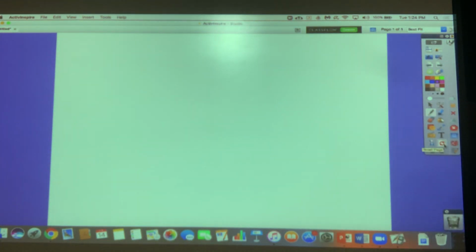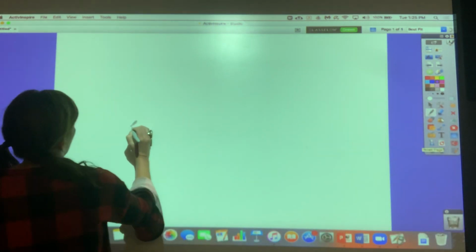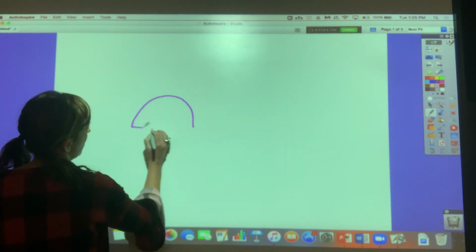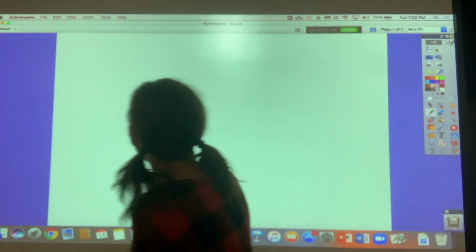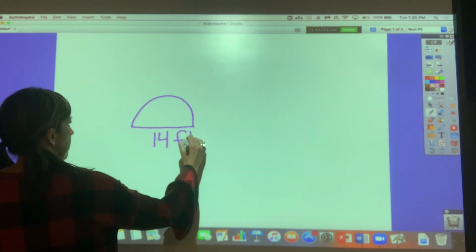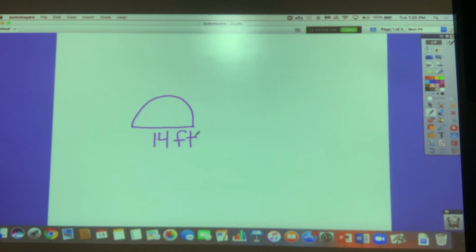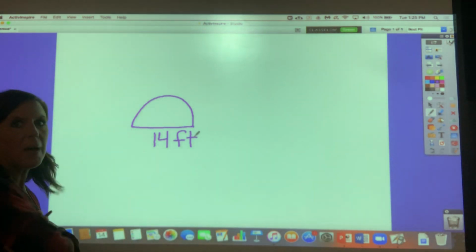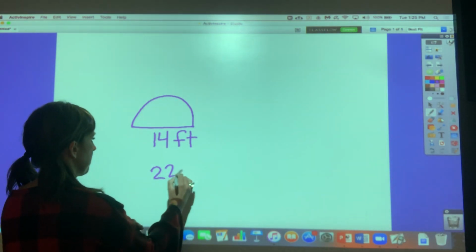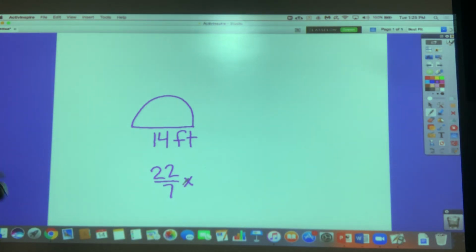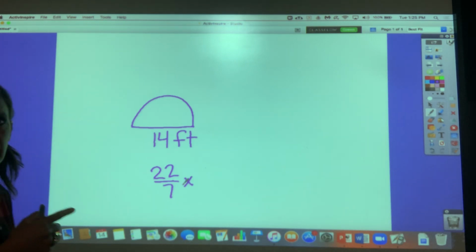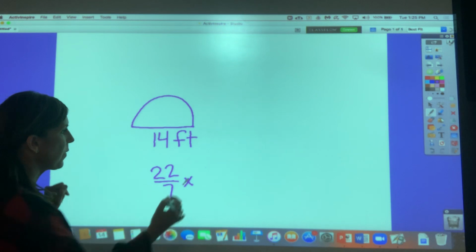Okay, let's look at some semicircles. We want to know the area of this semicircle, and the semicircle has a diameter of 14 feet. Again, we want pi, so we're going to use 22/7 times the radius squared. If 14 is our diameter, our radius must be 7, and then we've got to square that. So the radius is 7, squared is 49.